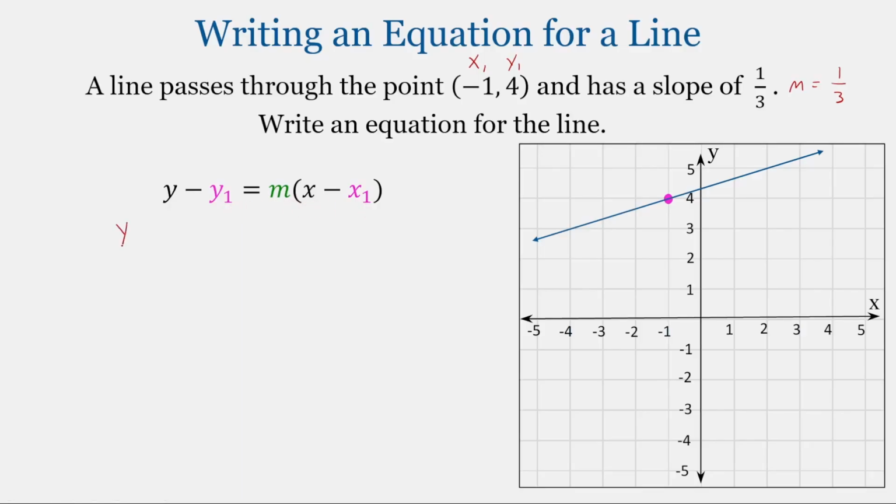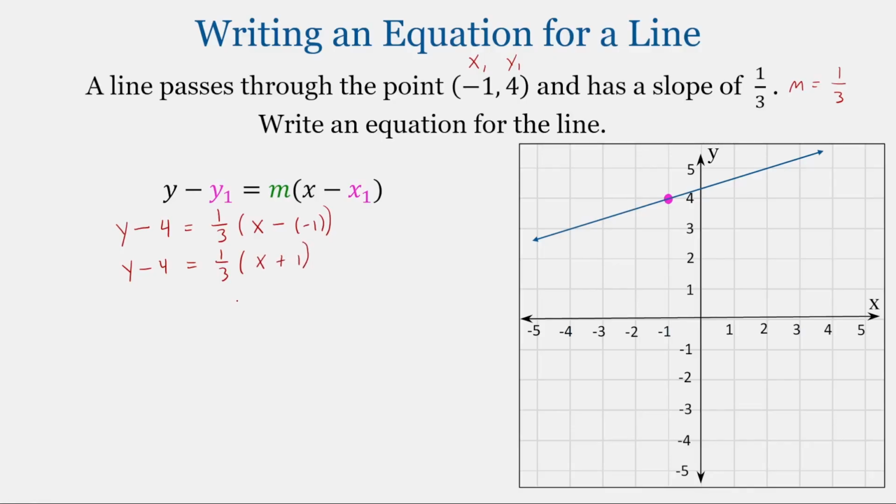So we'll have y minus y1, y1 is 4, equal to, our slope is 1/3, times the quantity x minus a -1. So we have y minus 4 equal to 1/3. I'm going to simplify down what's in parentheses. So x minus a -1, subtraction of a negative, that's addition. So we have x plus 1.